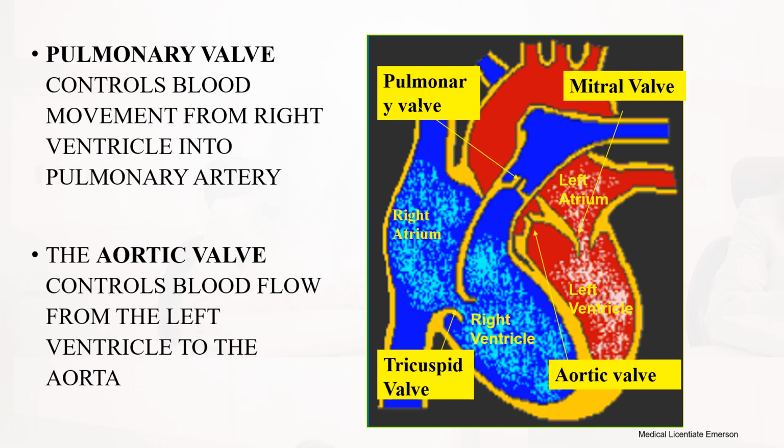Okay, so let's move on. Then we have the pulmonary valve, which is this part. Then you have the aortic valve here. So the pulmonary valve controls blood movement from the right ventricle into the pulmonary artery. Then the aortic valve controls blood from the left ventricle to the aorta. So the aortic valve, from the left ventricle to the aorta; the pulmonary valve, movement of blood from the right ventricle into the pulmonary artery.